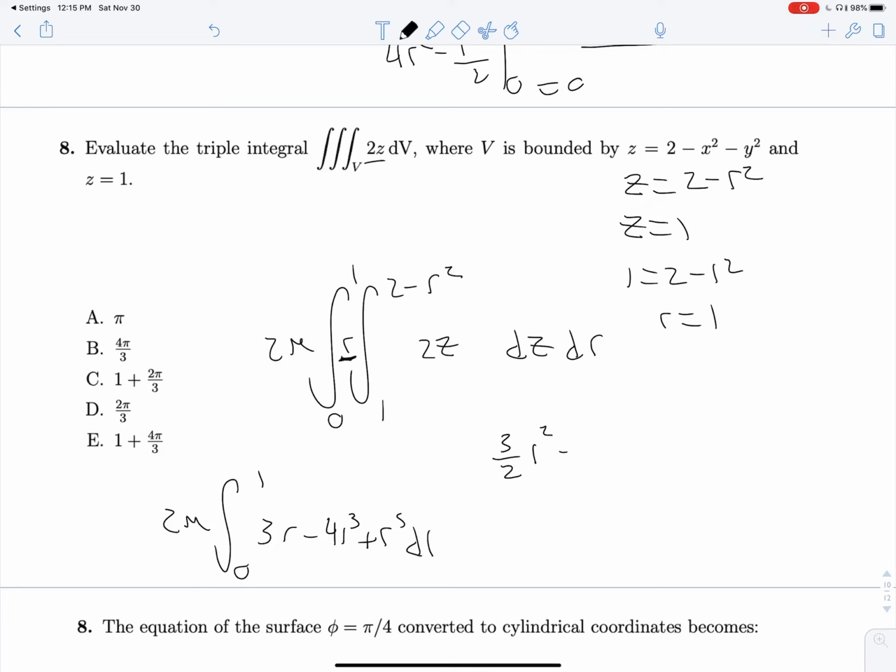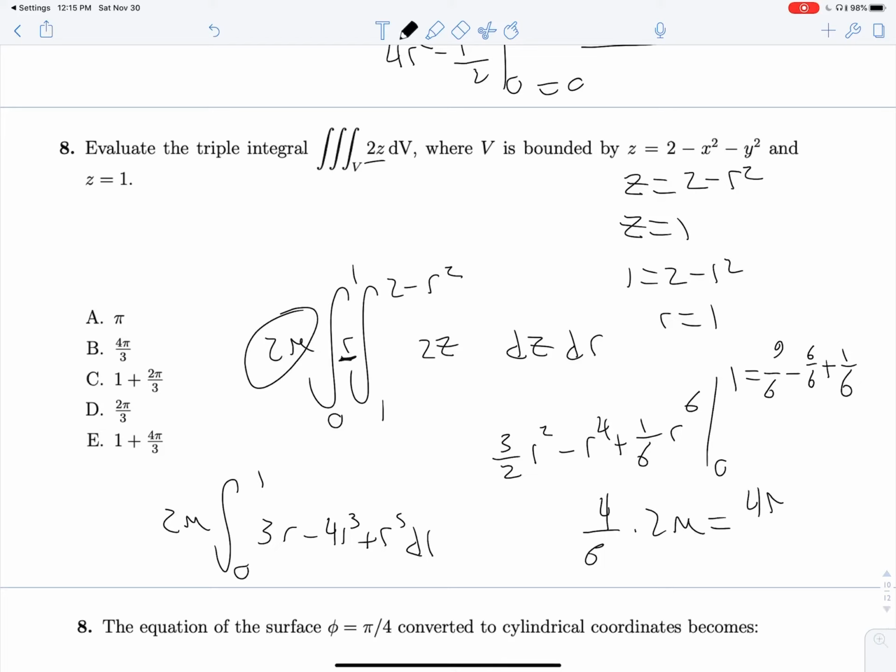This will be 3/2 r squared minus r to the 4th plus 1/6 r to the 6th, evaluated from 0 to 1. This will give us 3/2 minus 1 plus 1/6, which, if we convert this into sixths, we will get 9 over 6 minus 6 over 6 plus 1 over 6. So 9 minus 6 plus 1 is 4 over 6, and we have to multiply by our 2 pi out here, which will give us 4 pi over 3, which is our answer.